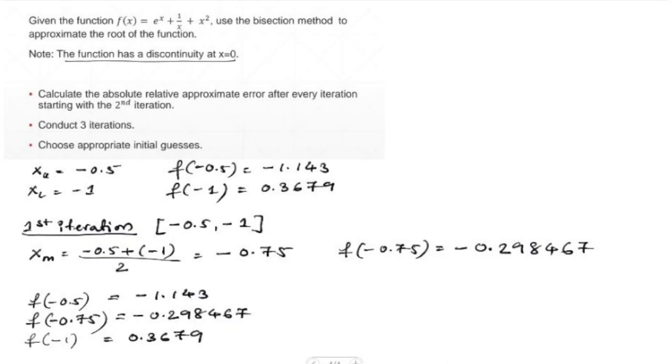Now we look for where there is a sign change. f of minus 0.5 is negative and f of minus 0.75 is also negative, so there is no sign change and we don't take this interval. Next, f of minus 0.75 is negative, less than 0, and f of minus 1 is positive, greater than 0. There's a sign change here, so we take this as our second interval.